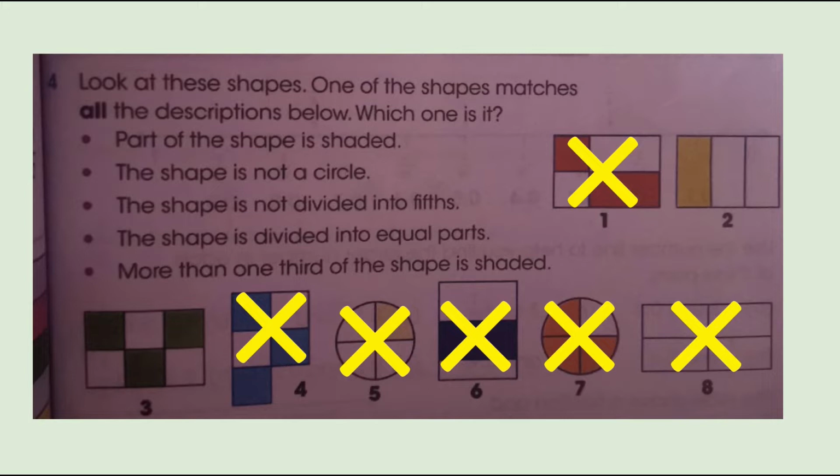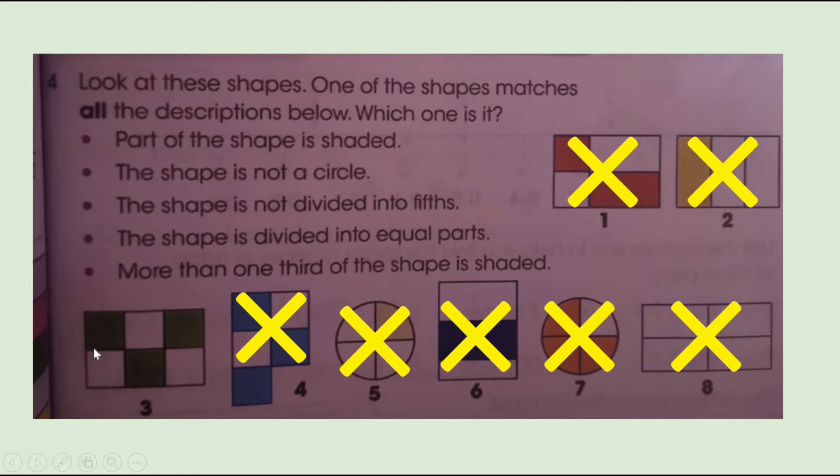More than 1/3 of the shape is shaded. We need our shapes to be shaded in more than one part. But number 2, only one part is shaded, so it's not our answer as well. So we are left with number 3.